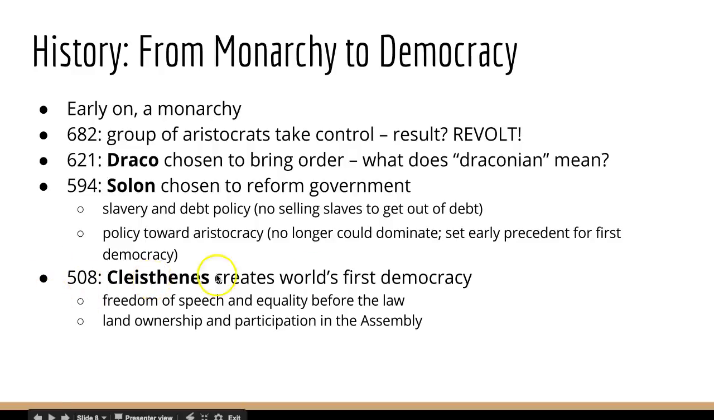In 508, Cleisthenes created the world's first democracy, where freedom of speech and equality before the law were made very important, and land ownership, participation in assembly, etc. were important elements.